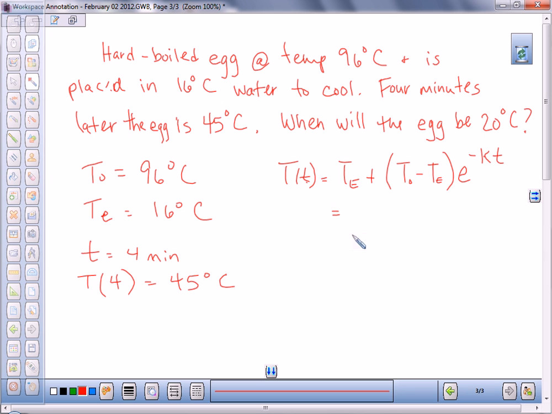All right, temperature of the environment. Let's fill it in. 16s. Initial temperature. Let's fill it in. 96. We don't know K. But we do have a time. We have a time of 4 minutes, so we can plug in 4 for time. And 4 minutes later, the temperature is 45 degrees. So this function here would have to be equal to 45, 4 minutes later.